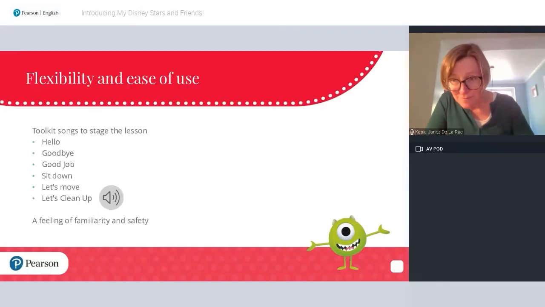Uh-oh, uh-oh, look at the classroom. Uh-oh, let's clean up, let's clean up, let's clean up. Now!